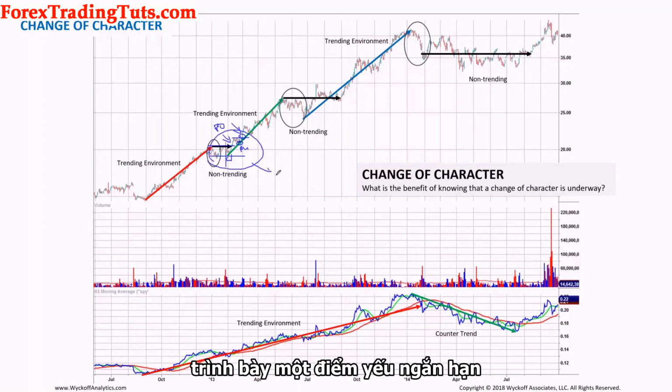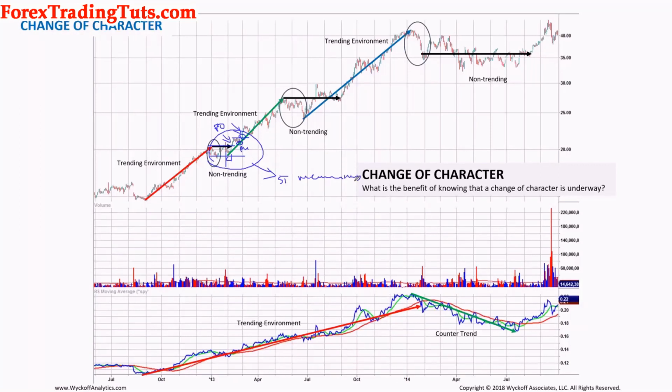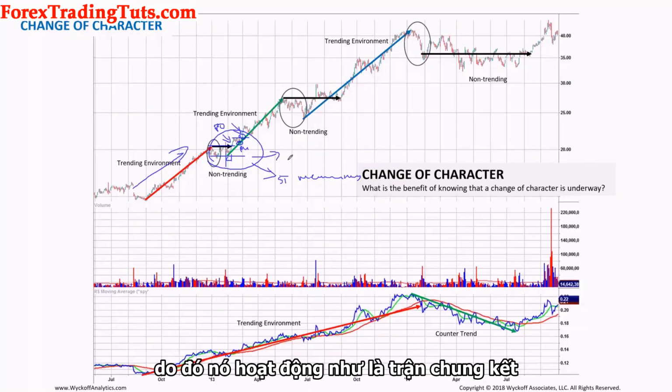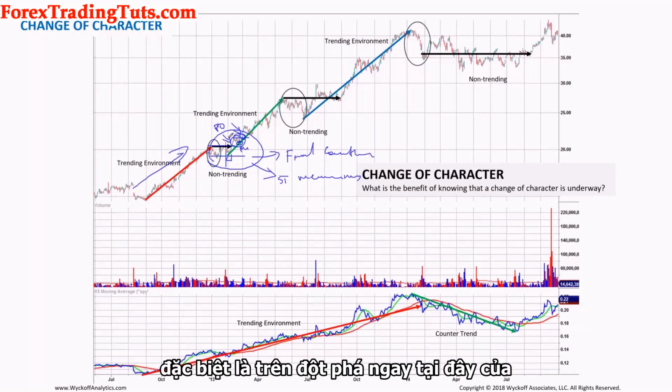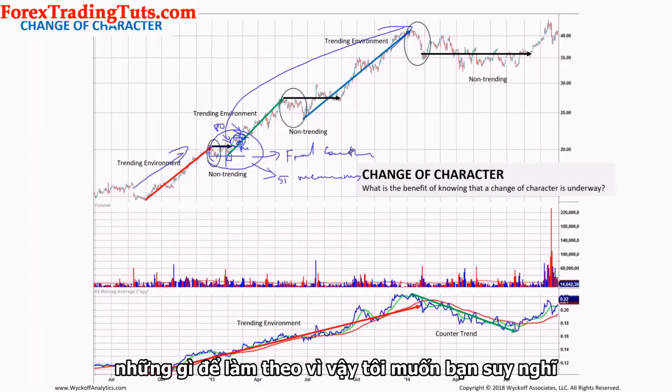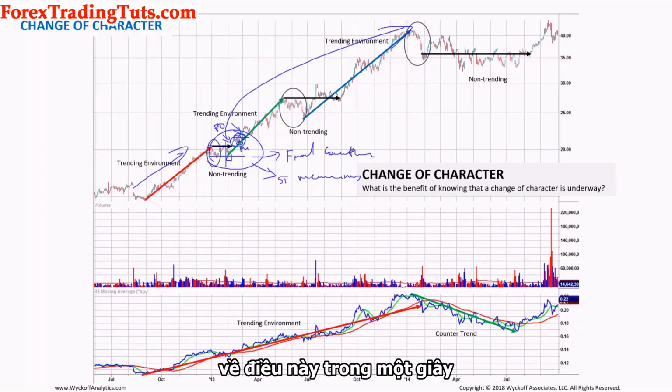And it also presents a short-term weakness after this rally. So therefore, it acts as the final confirmation, especially on the breakout right here, of what's to follow. So I want you to think about this for a second. Why is this so important?